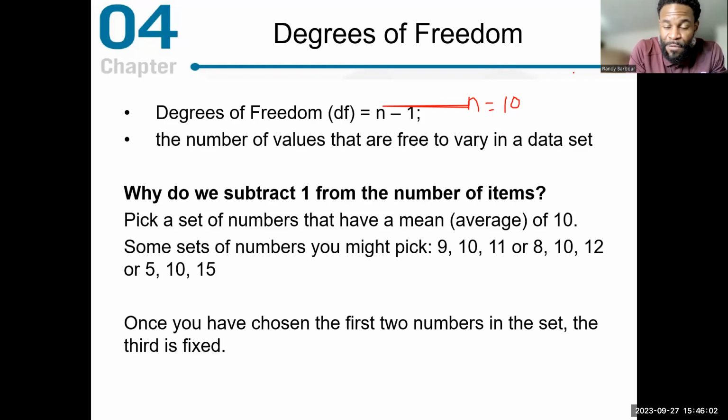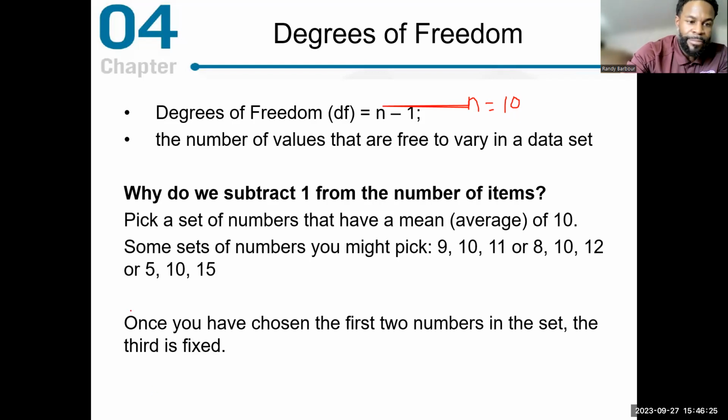How many numbers are free to vary in a sample of 10? What is degrees of freedom? How would you solve it? Like 9? Yep. It would be 10 minus 1 gives me 9. Good. Okay, so here's another example.